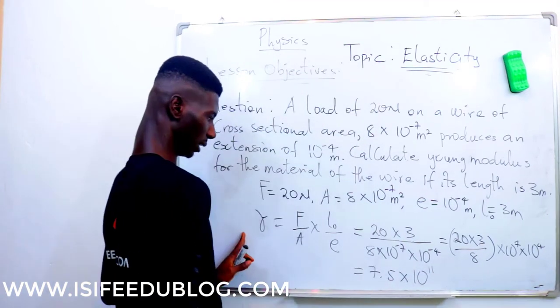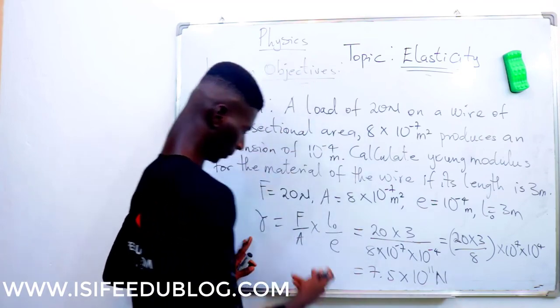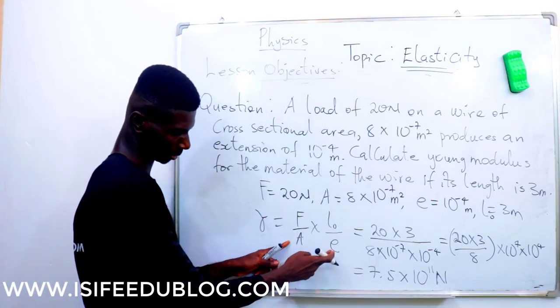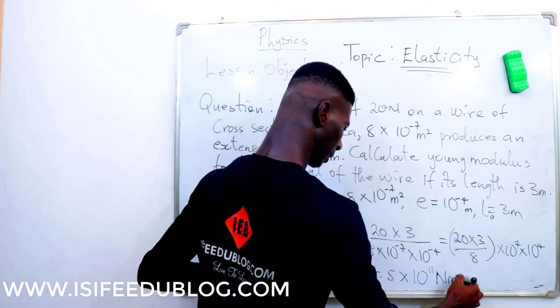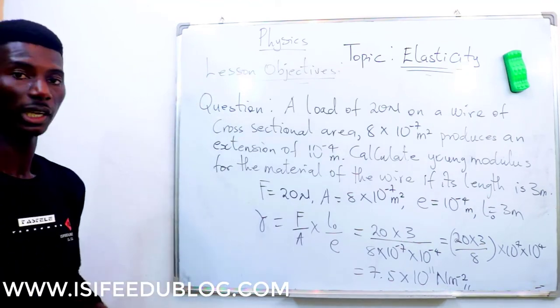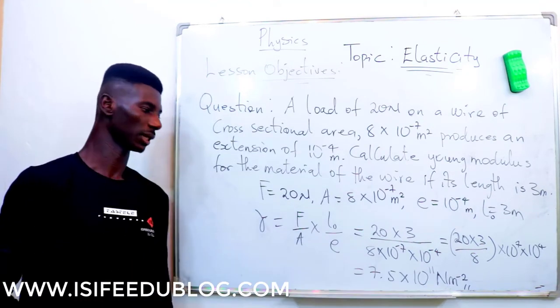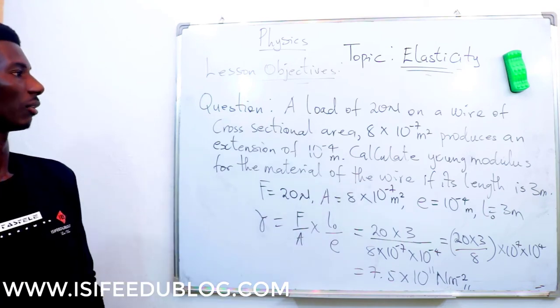Now the unit is Newton. This is meter squared. This is meter, so when this cancels, it gives us meter squared. So the unit of Young modulus is Newton per meter squared. This is how to solve this question, very direct.